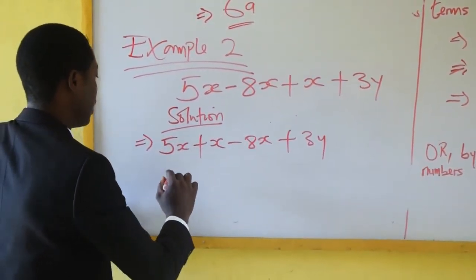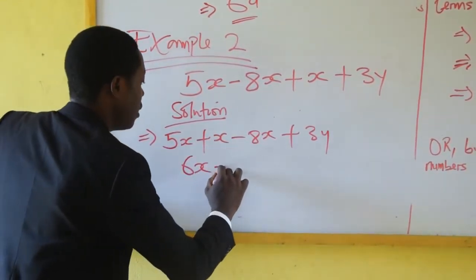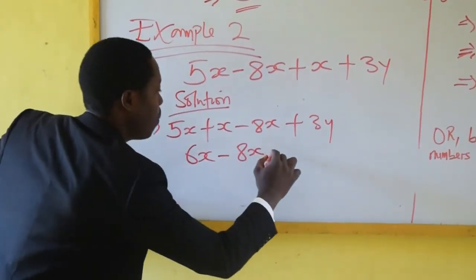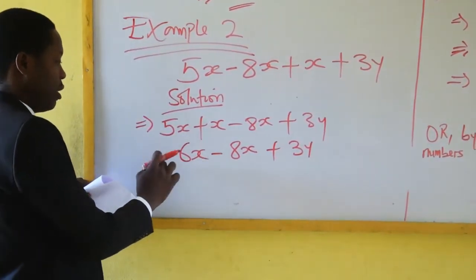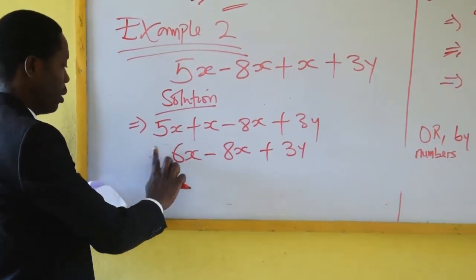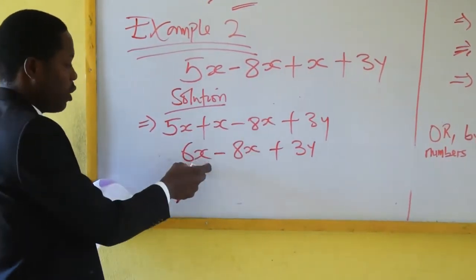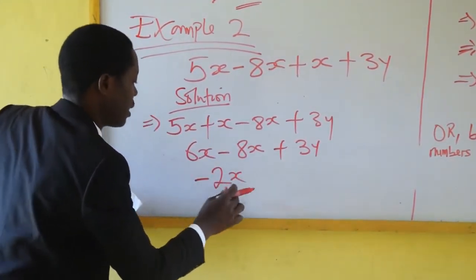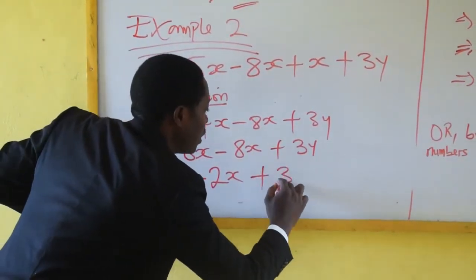5x plus x, that will give you 6x. Don't forget I told you there is an invisible one here. That's 6x minus 8x. I think there's no problem with that. Then plus 3y. 6x: don't forget there is an invisible positive sign here. That means it is your own. Then negative 8x means it's a debt. So if you pay your 6 out of your 8, you are left with 2x. That's the debt. That's negative 2x. Is that okay?